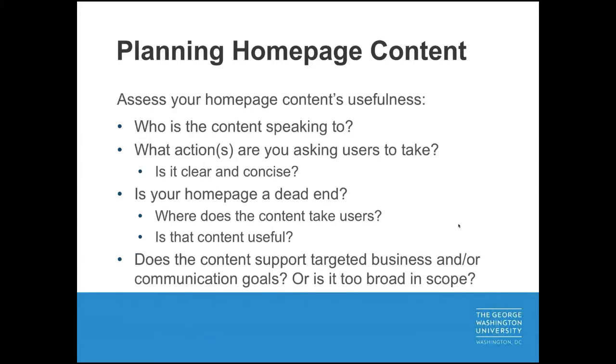You also want to make sure that you're always assessing the usefulness of the content on your homepage. So who is the content speaking to? Your site should always have one primary audience, and then you can have lower priority audiences that the rest of your content is speaking to. And when we say you should have one primary audience, it should be pretty targeted. So rather than just saying students, it should say something along the lines of international students or prospective students. It should be really targeted so that you can make sure that your content is also targeted toward those users.